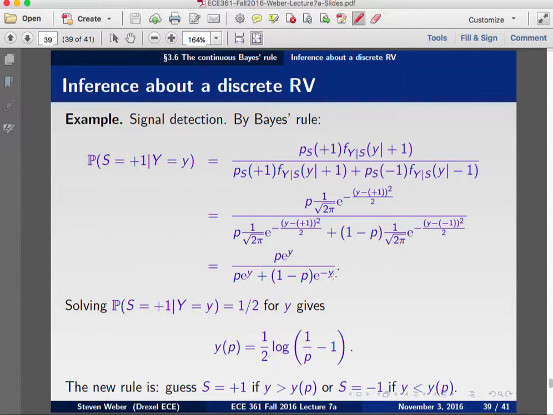So, as we said before, whatever this expression is, 1 minus this expression is going to equal the probability that s equals -1, given that y equals little y. And so now the decision rule should be: compute the probability that s equals plus 1 given y, and compute the probability that s equals -1 given y. Whichever one is larger is the one you guess. It's called maximum likelihood.